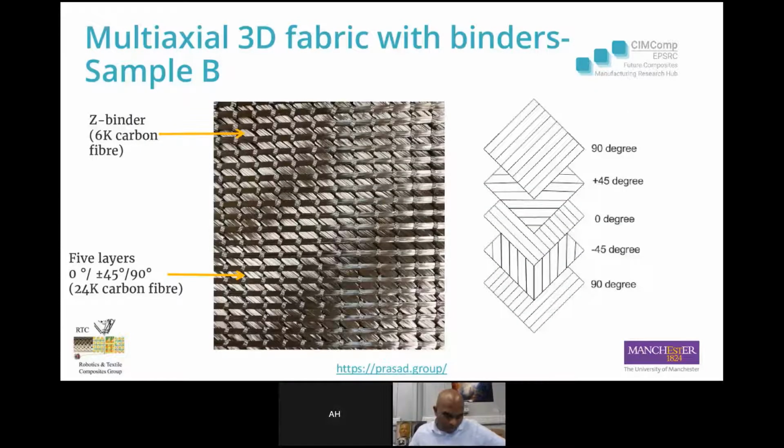This is sample B. It's a multi-axial 3D structure with fibers in 0, 90, and plus minus 45. We used 24K carbon fiber in 0, 90 direction and 6K as a binder. Optimization of the structure is still needed depending on the application.